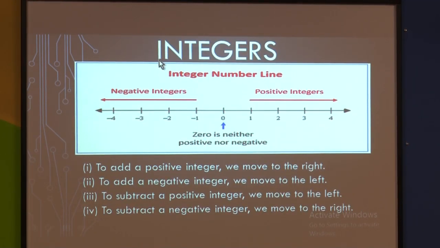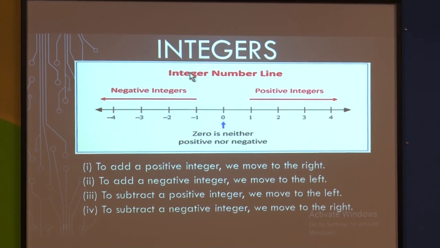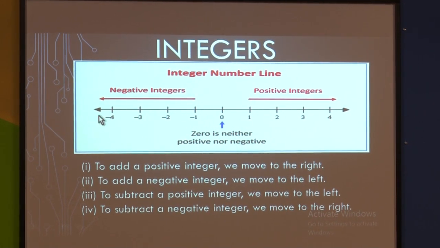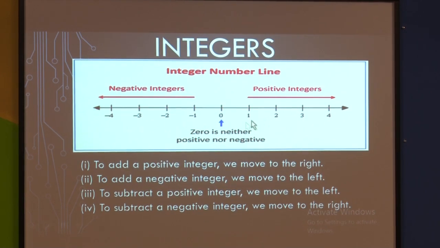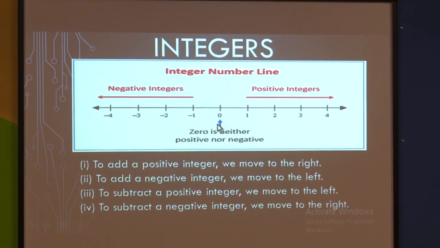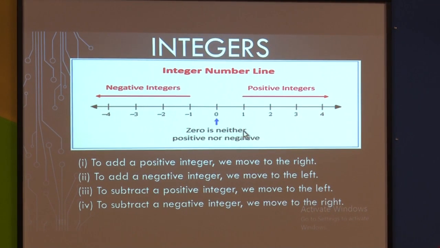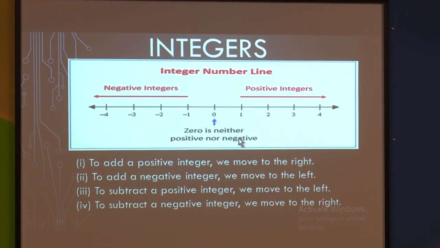Okay, we had seen the videos and I had explained to you about the integers. Now, integers on a number line. There is a number line where we have 0 in the center, where 0 is neither a positive integer nor a negative integer.